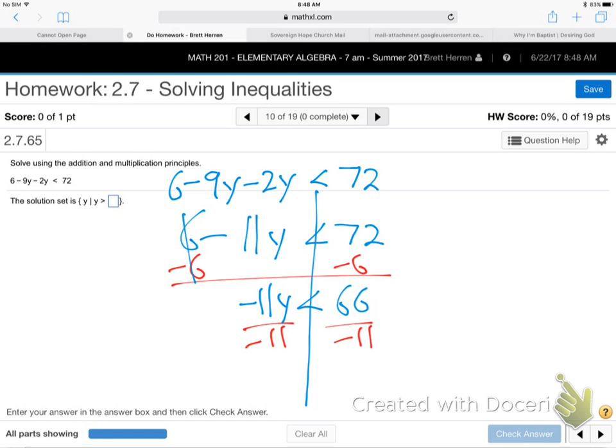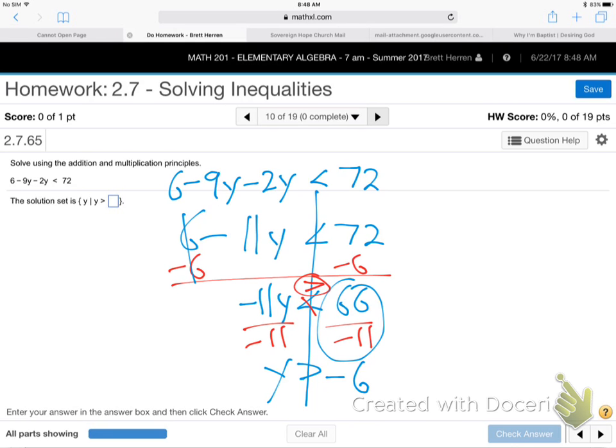Divide by minus 11, right? And what does that mean we need to do? Right then, you're actually supposed to do it right then. Flip the symbol the other way because I divided by a negative. So what do we get? Y is greater, and this is now positive over negative? Negative 6. Y greater than negative 6.